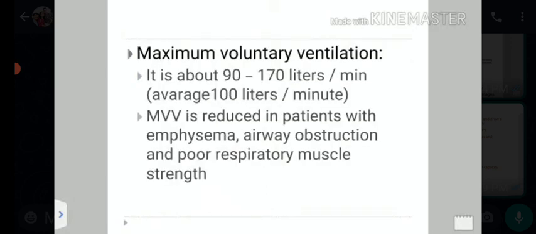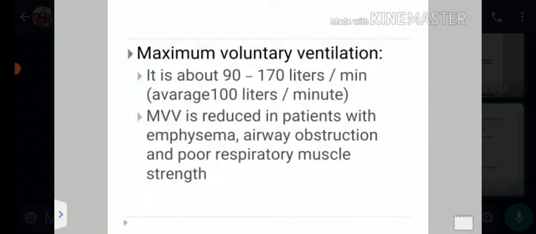Maximum voluntary ventilation, another name is maximum breathing capacity. It is the maximum volume of air that can be ventilated on command during a given interval. This index of ventilatory function depends upon the cooperation of the subject, who is asked to breathe as rapidly and as deeply as he or she can, and this is to be performed for only 15 seconds. The volume of air which is expired is collected in a Douglas bag, and this is expressed in liters per minute. Normal value is about 90 to 170 liters per minute.